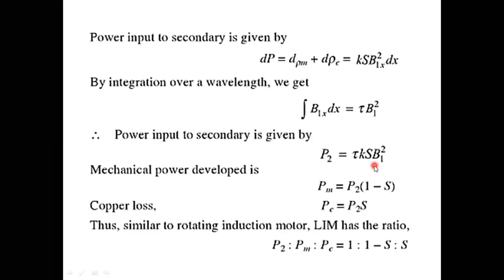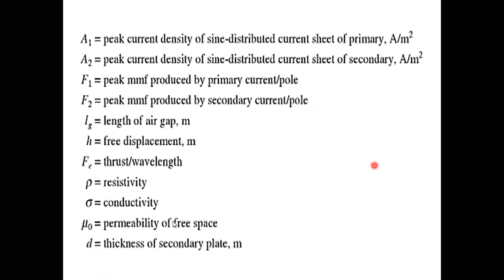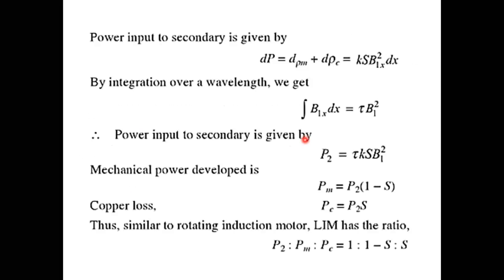What is the expression? I will tell that. The induced EMF of the secondary side, actually E is equal to B1x L times S Vs. What does Vs mean here? B1x is nothing but the air gap flux density at point x. What is point x, I will also explain here.